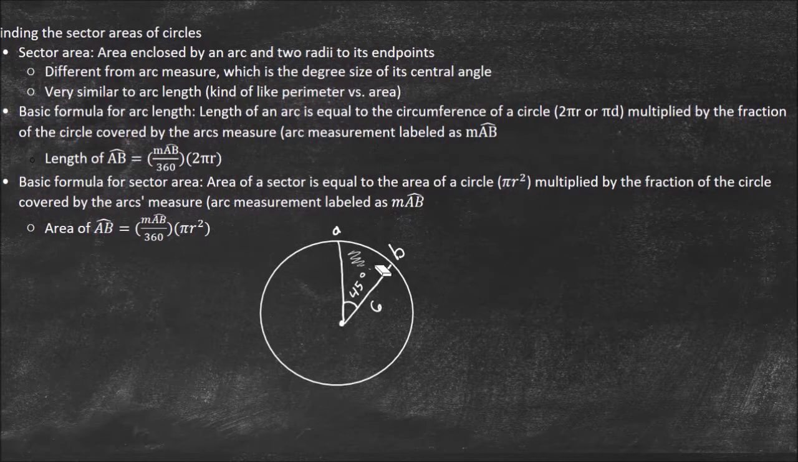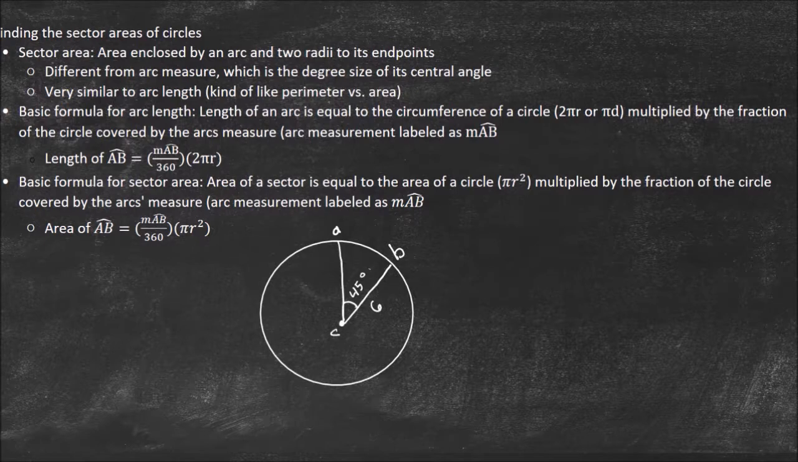So it's the area of that little triangle cutout, and it's the area enclosed by two radii. This is a radius here, let's name this point C. AC is a radius and BC is a radius. That just means they're two radii meeting in the center of the circle and forming an arc. It's different from arc measure, which is the degree size of the central angle. So it's not 45 degrees because now we want the area. We want the sector area, not the measurement.